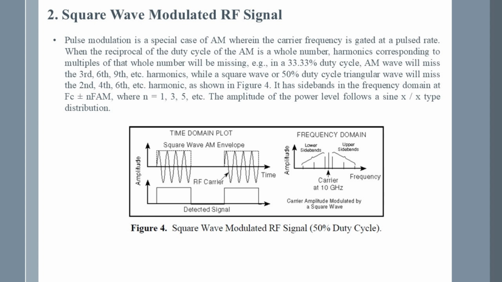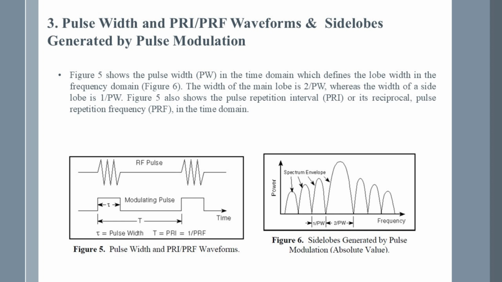It has sidebands in the frequency domain at Fc plus or minus N·FAM, where N equals 1, 3, 5, etc. The amplitude of the power level follows a sin X by X-type distribution. 3. Pulse width and PRI/PRF waveforms and side lobes generated by pulse modulation. Figure 5 shows the pulse width, PW, in the time domain, which defines the lobe width in the frequency domain. Figure 6. The width of the main lobe is 2 by PW, whereas the width of a side lobe is 1 by PW.